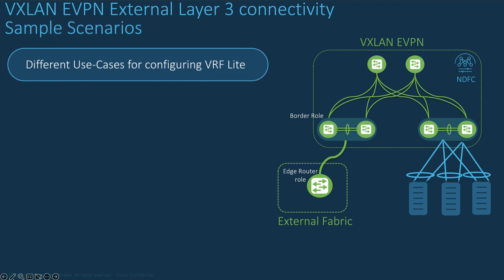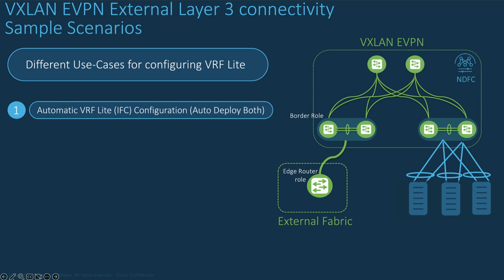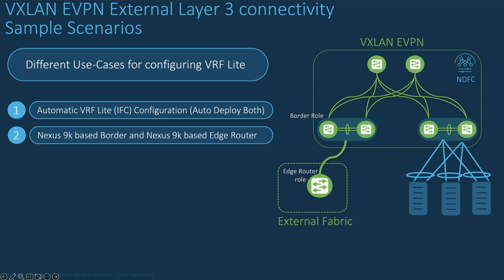NDFC can address different use cases, depending on the edge router type device and if the device is manageable or not. Auto-deploy both. With this case, you can automate the configuration of both interfabric connectivity, the RFC interface. A similar case is when you want to automate the VRF-lite configuration between two border nodes, one on each VXLAN EVPN fabric. The easiest case is when the edge router is a Nexus 9K and is manageable by the end user managing the VXLAN EVPN fabric.